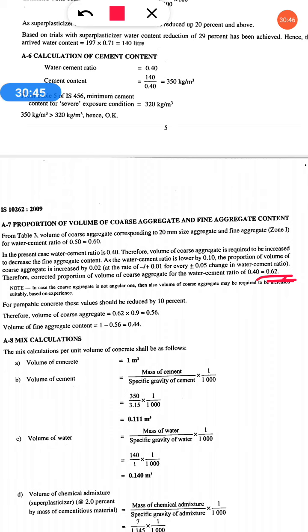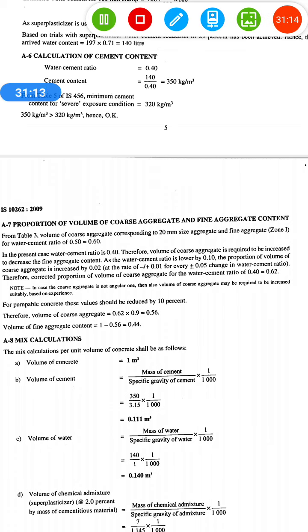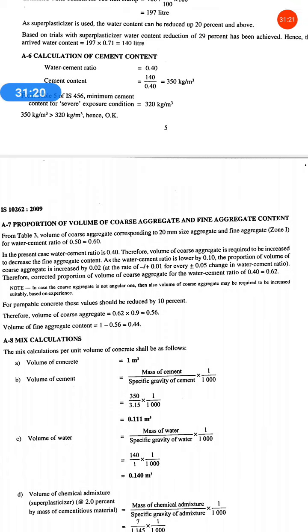Now one extra thing is given in the question, that pumpable concrete is there, meaning the method of concreting is pumping. So we can reduce this by 10%. Okay, you have to reduce it by 10% if it is pumpable concrete. So what will your volume be? 0.62 into 90%. 10% reduction means you have to take 90%. So 90% of 0.62 is 0.56. So 0.56 is the coarse aggregate. This is the volume for coarse aggregate, then the volume of fine aggregate means 1 minus this.